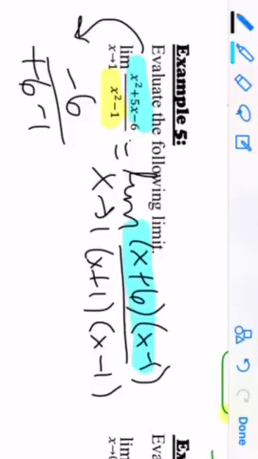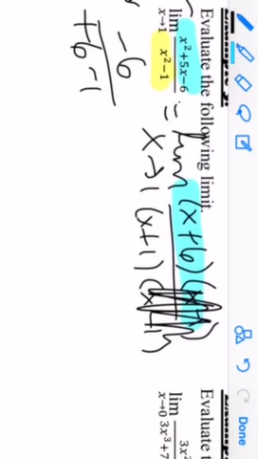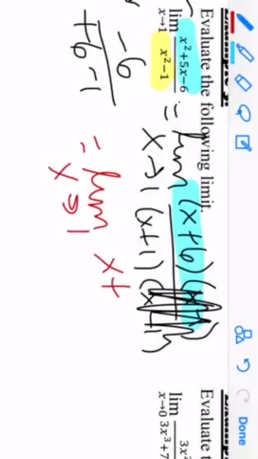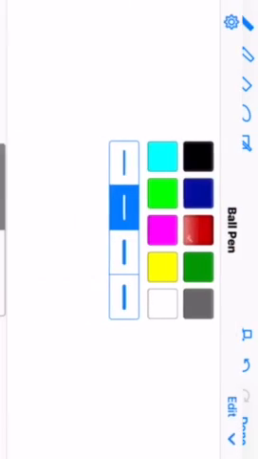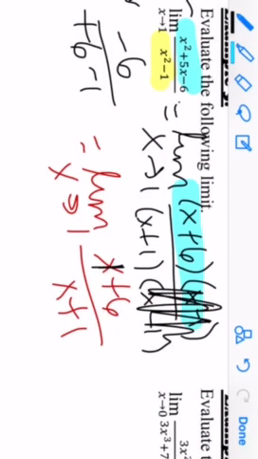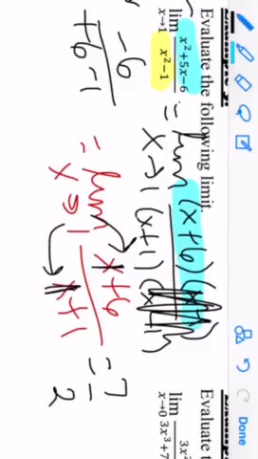Okay, so the x minus 1s will cancel here. All right, and now we can find our limit just by using direct substitution. So this is now the limit as x approaches 1 of x plus 6 over x plus 1. Okay, and so we're just going to plug those in. 1 and 1. Substitute that in. And you should get 7 over 2.